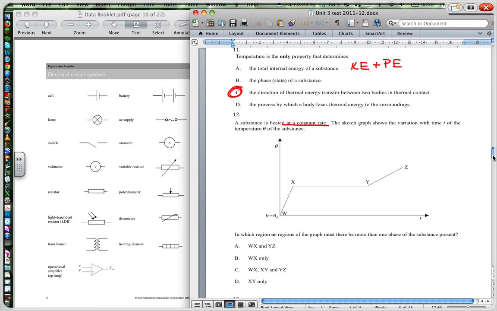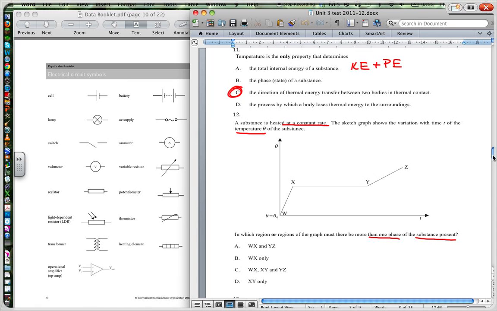Then it says a substance is heated at a constant rate. Now what does that mean? It means that you are adding a uniform amount of energy per second, so your power input is constant. The sketch graph shows the variation with time of the temperature theta of a substance. In which region or regions of the graph must there be more than one phase of a substance present? Okay, it would be just X to Y.